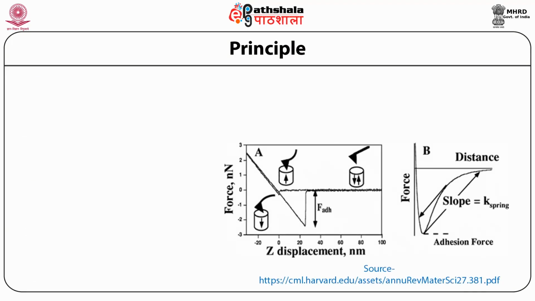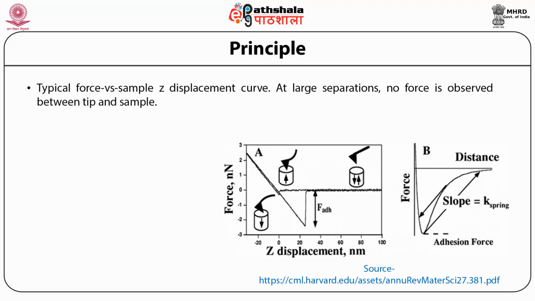Here, the way the pattern looks and the graph works out for force and adhesive force in terms of distance has been given on the right side of the slide. You can even calculate the slope, which gives the K spring parameter, the force constant of the spring. The other force versus displacement changes are also shown. A typical force versus sample Z displacement curve has been given above in this slide.